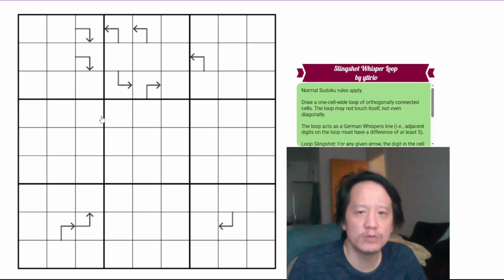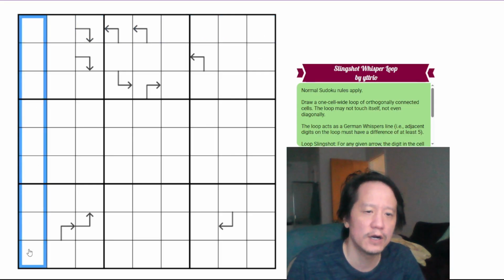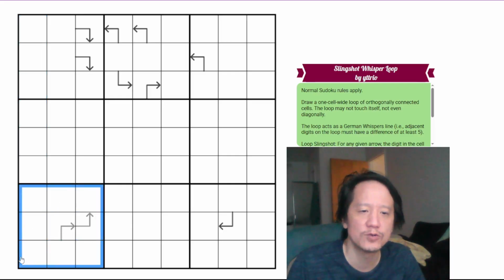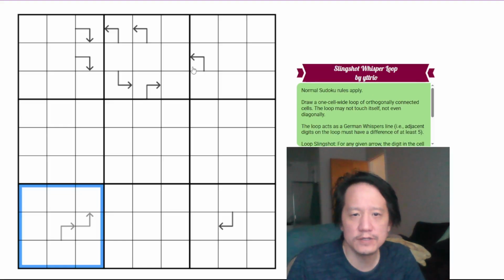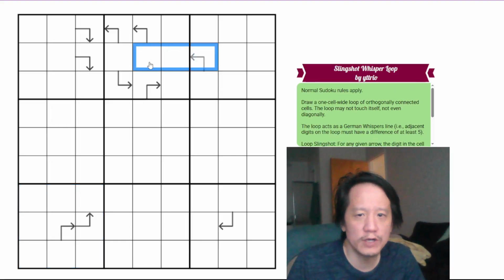We have normal Sudoku rules apply, which means in every cell in this grid, place a single digit from 1 through 9 such that there are no repeats in any row, column, or designated 9-cell region, which is a box. On this grid, we need to draw a 1-cell wide loop of orthogonally connected cells. The loop may not touch itself, not even diagonally.